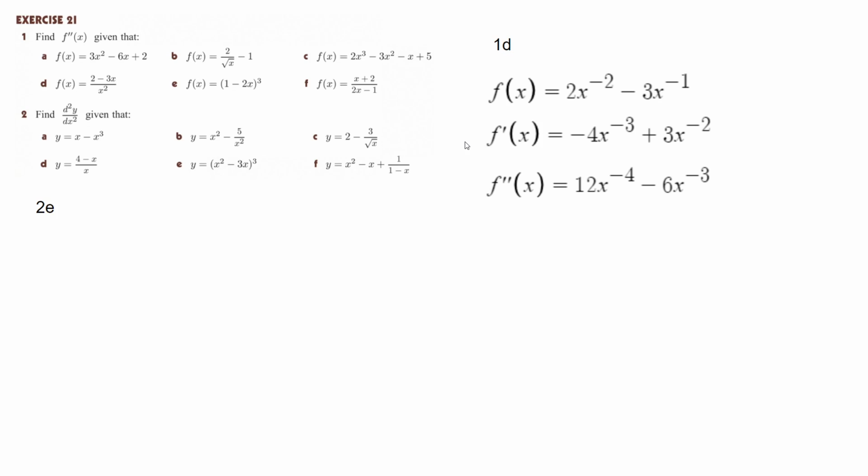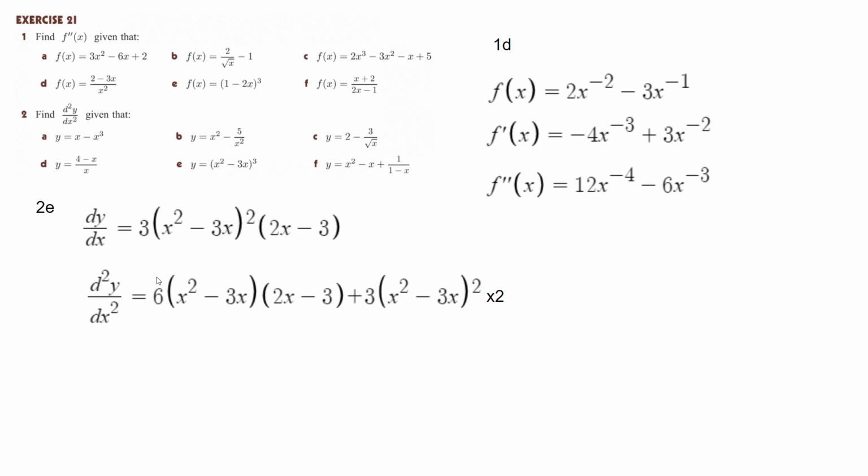Okay, next example I'm going to do is 2e. The derivative of this first part would need the chain rule. But what happens after that? Well, there's your chain rule: 3 comes down the front, power of 2, the inside part stays alone, then differentiate the inside part over here. Okay, what happens next?